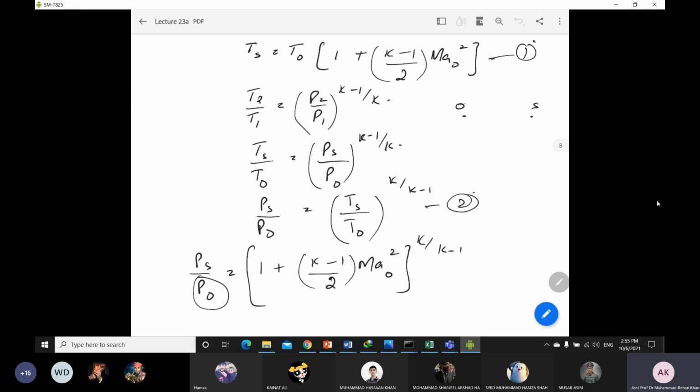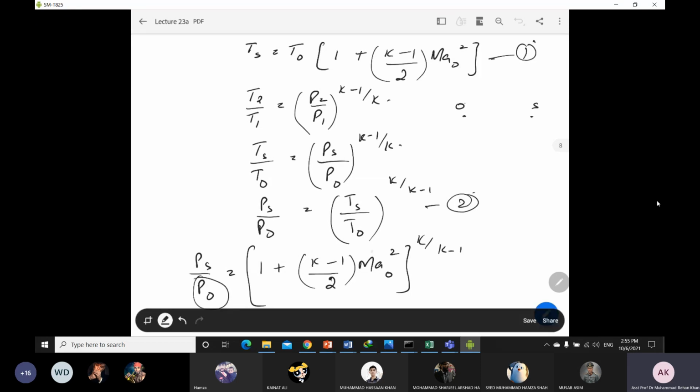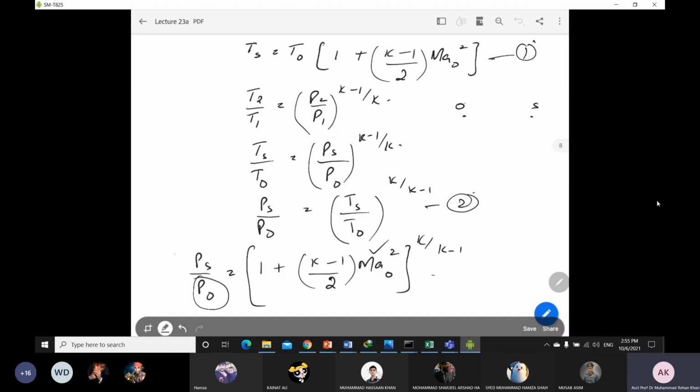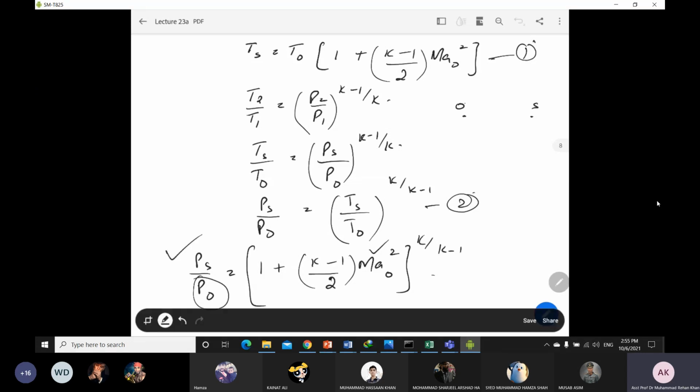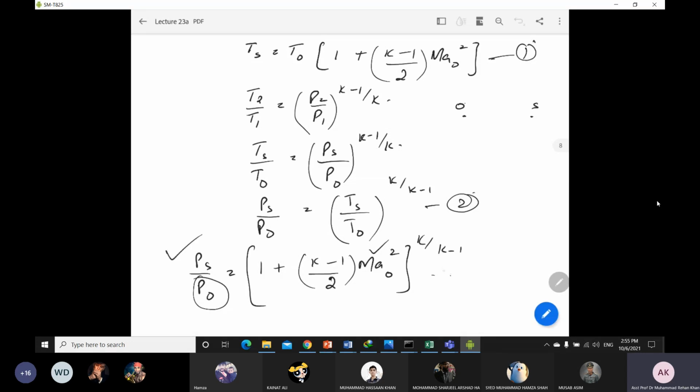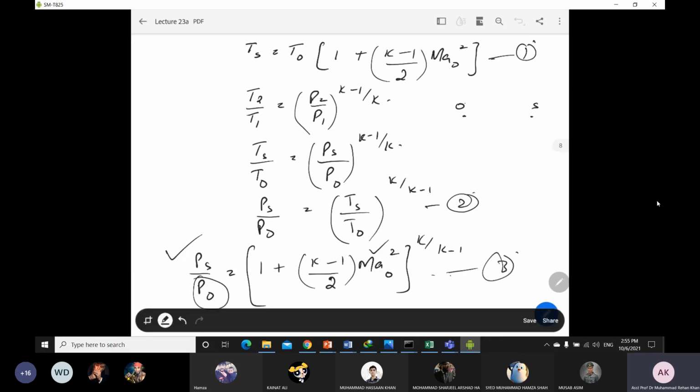If you know the value of P naught, the Mach number, and the specific heat ratio for the working fluid, you can easily find the stagnation pressure by using this relation. This is another important relation, equation number 3, so you have to note it down, and then we develop another relation for finding the density as well.